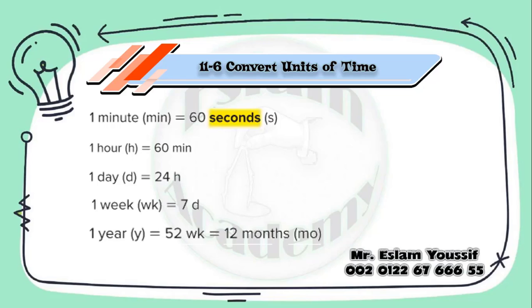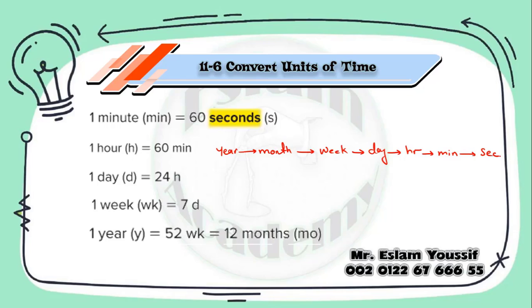The greatest unit that we have to measure time is the year. After that we have month. The next one will be week. The next will be day. After that we have hour. The next will be the minute, and the smallest one will be the second. If we need to convert from the greatest to the smallest, we need to multiply. But from the smallest to the greatest, we need to divide.